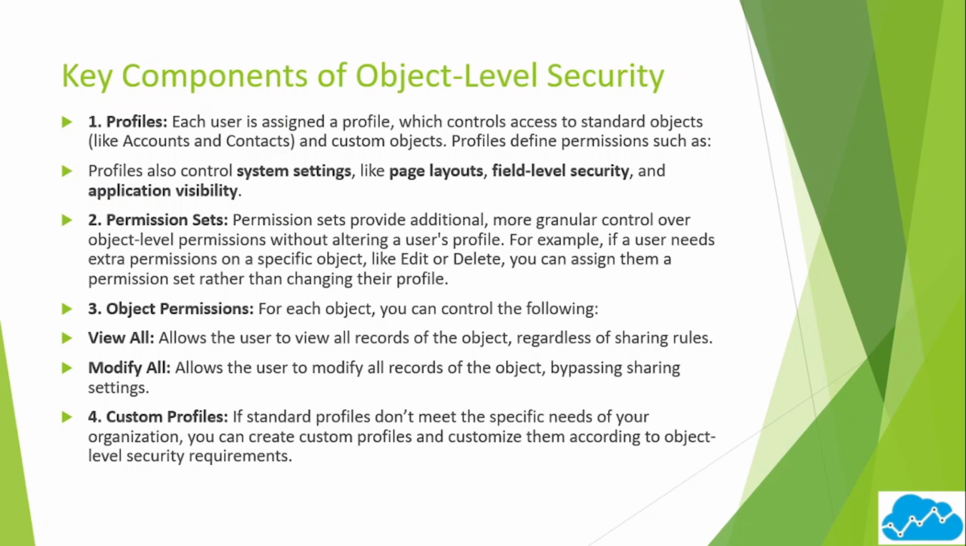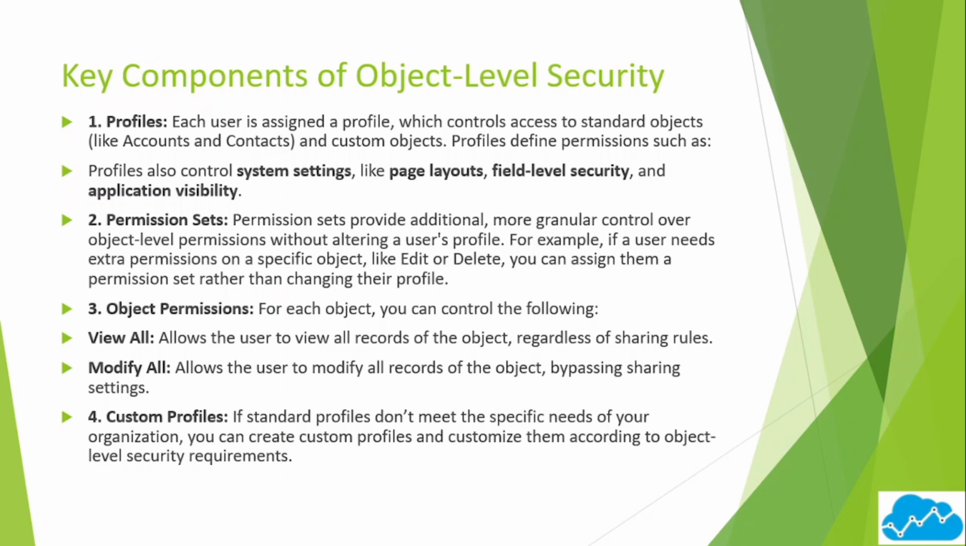So object permissions like view all allow the user to view all records of the object regardless of sharing rules. So no matter which type of access we have given, if view all is checked at profile level, then all the users in the organization are getting view access of that particular object.